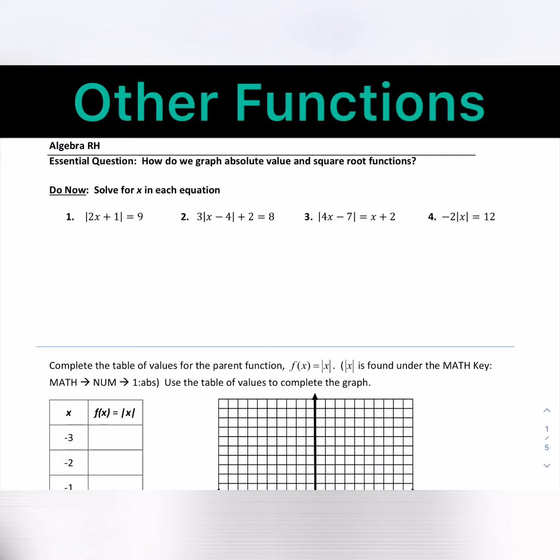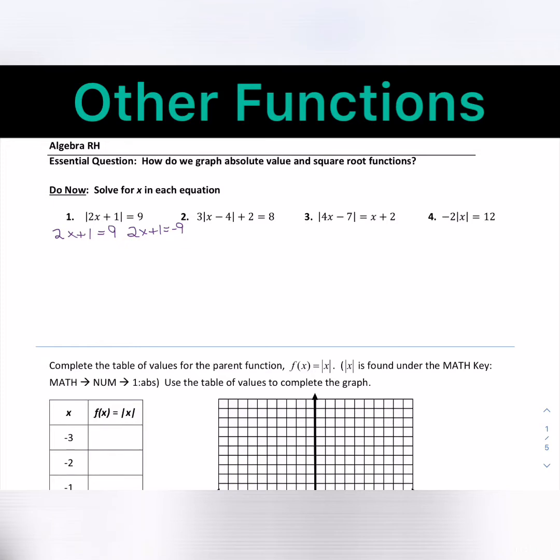All right, so to solve the absolute value, we need to set both of these parts equal to the function, but one with a positive 9, and then the other one with a negative 9. That is really important for solving absolute value equations.